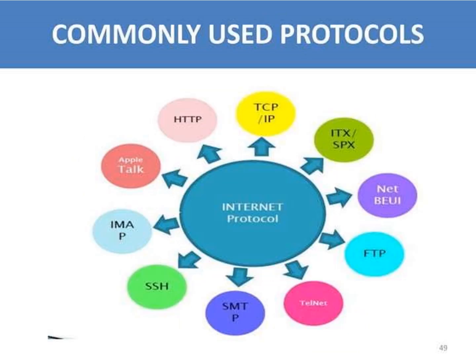The next one, commonly used protocols. The OSI ISO model consists of 7 layers, and each layer has one or more protocols used to handle the transmission of data. The first layer, physical layer. Second, data link layer. Third, network layer. Fourth, transport layer. Fifth, session layer. Sixth, presentation layer. And seventh, application layer. Each layer consists of one or more protocols.